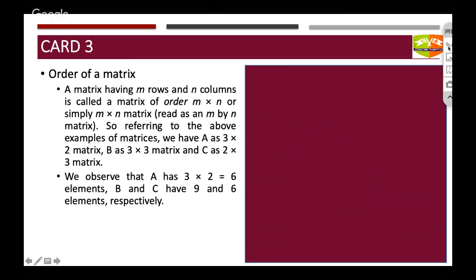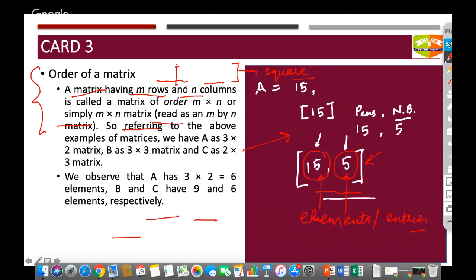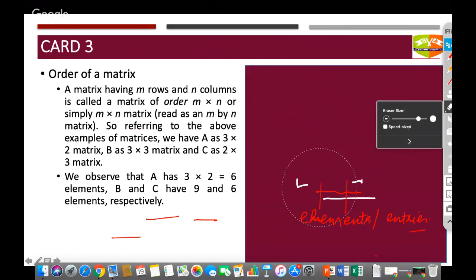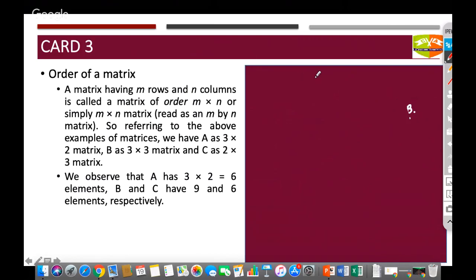Now let me go to the order of matrix. Try to understand what I mean by order of matrix. Suppose a matrix is represented like this.